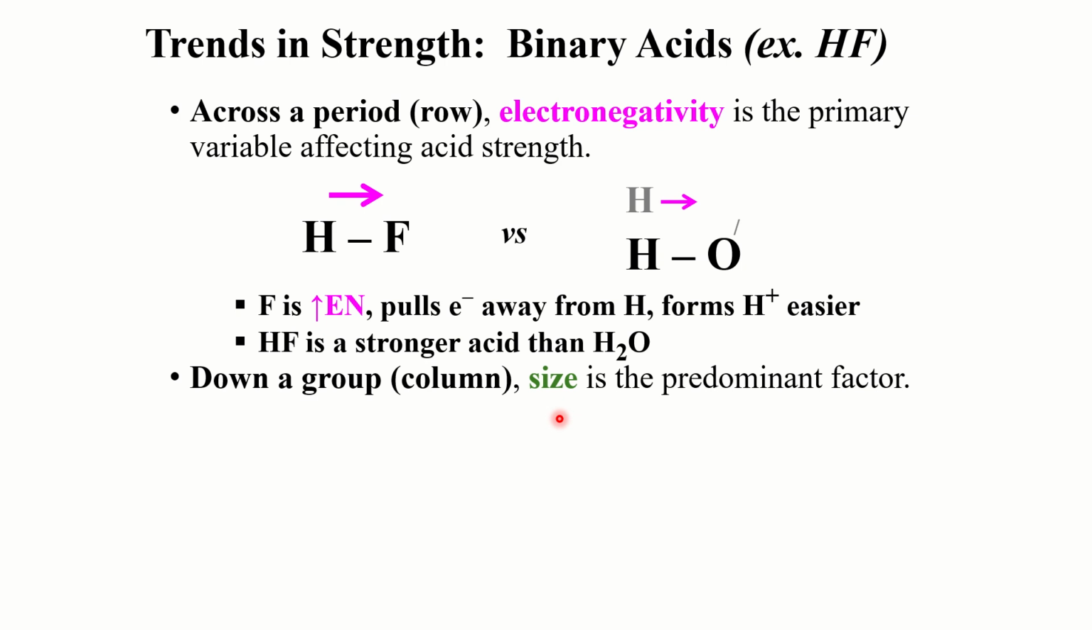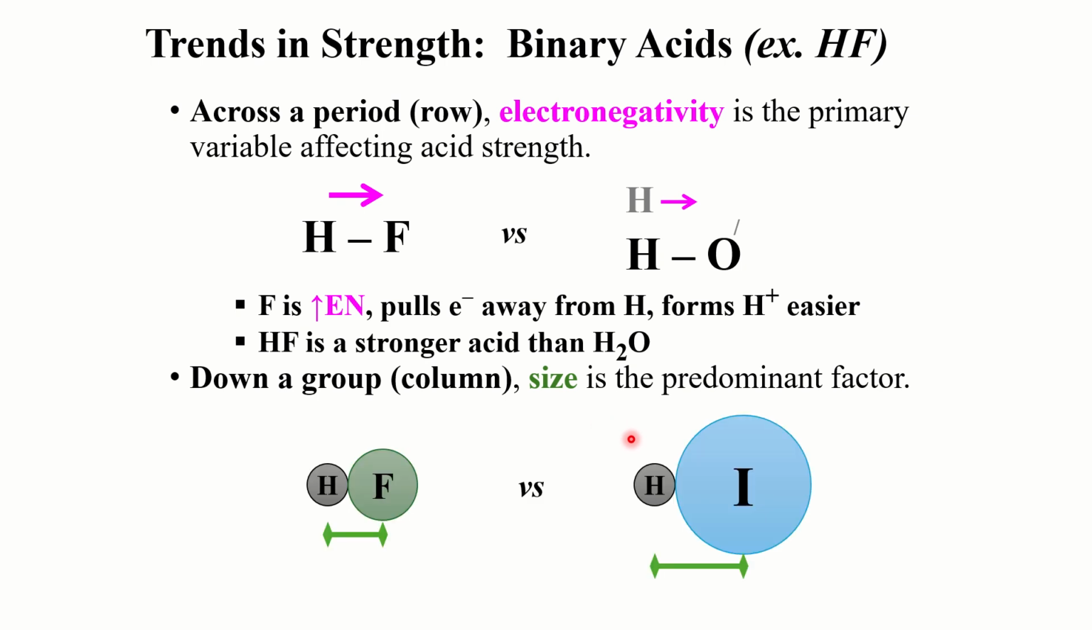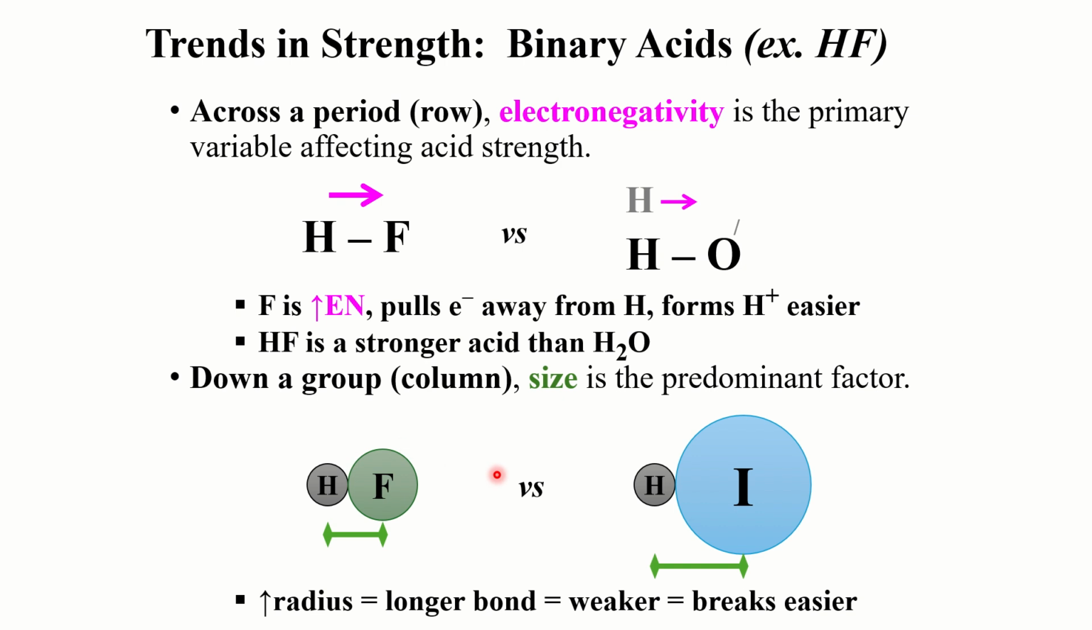If you are comparing 2 binary acids that are in the same group instead, so the same column, size is the predominant factor. So if I were to compare HF versus HI, size here determines bond length, which affects the acid strength much more than electronegativity. A larger atomic radius leads to longer bonds. Longer bonds are weaker and therefore break more easily.